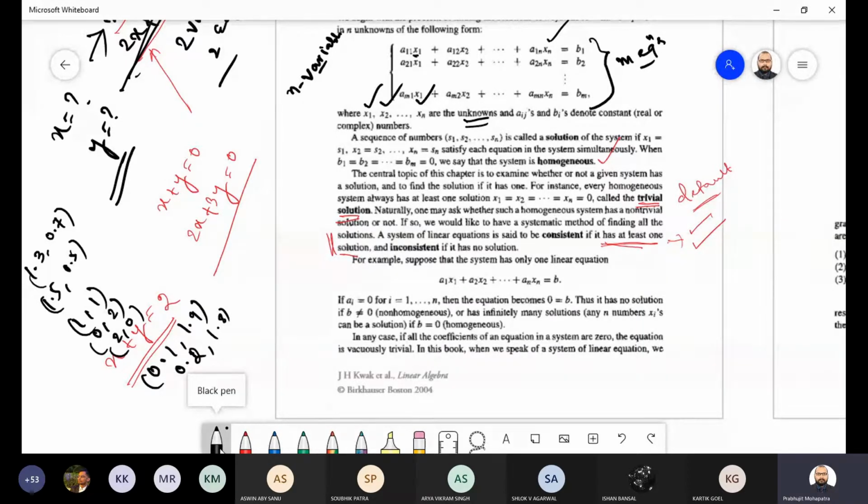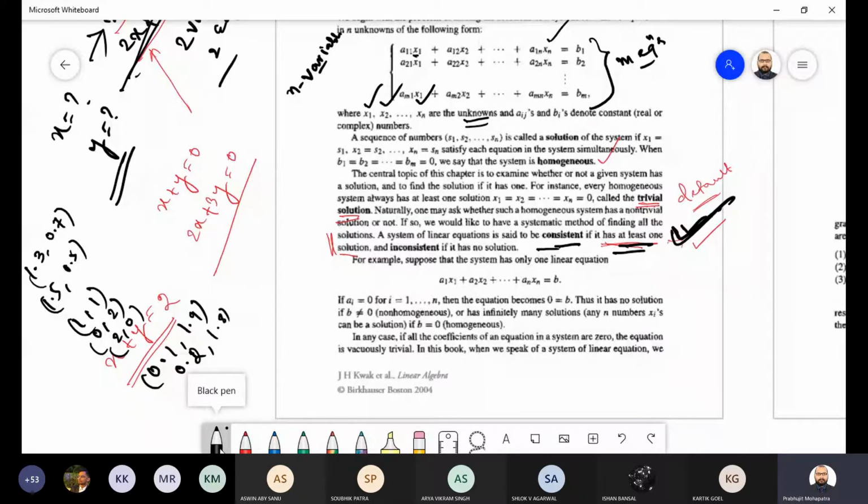So you should have at least one solution. A unique solution is also okay. Otherwise, if you have more than one solution, that is also okay. If your system of equations has at least one solution, then it is called consistent. This is very much important. And if your system of equations has no solution, then it is called inconsistent. So can you give one example of inconsistent?